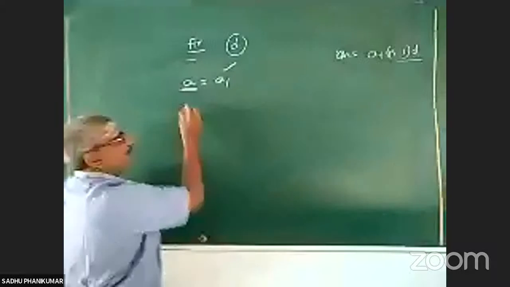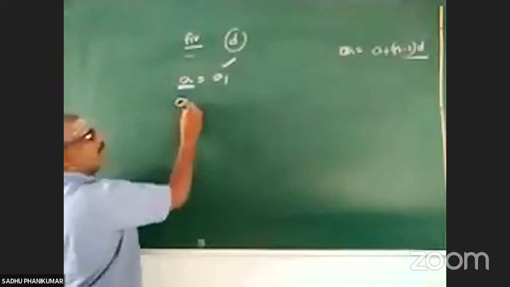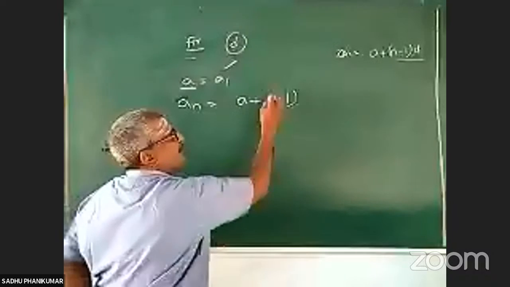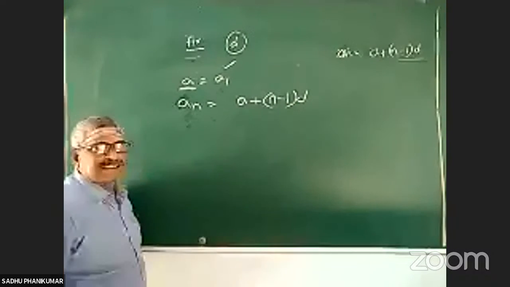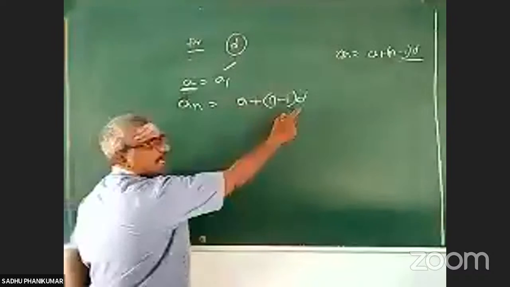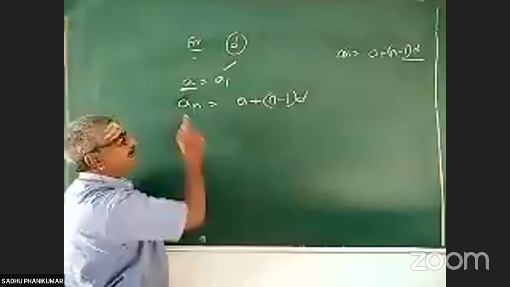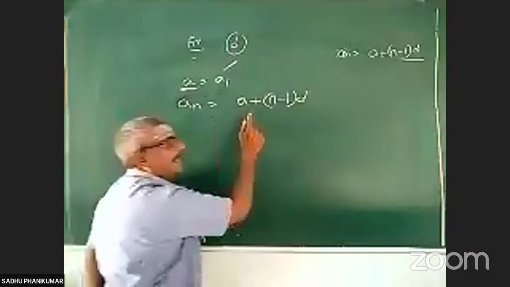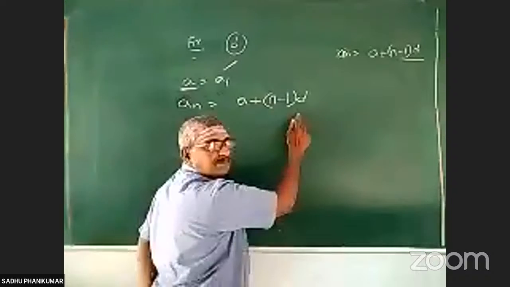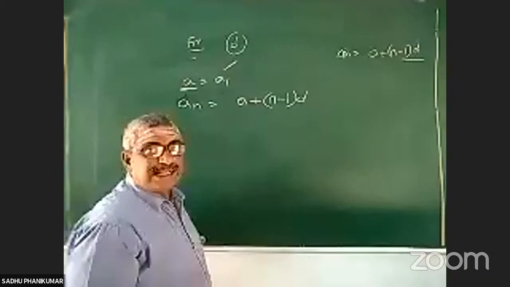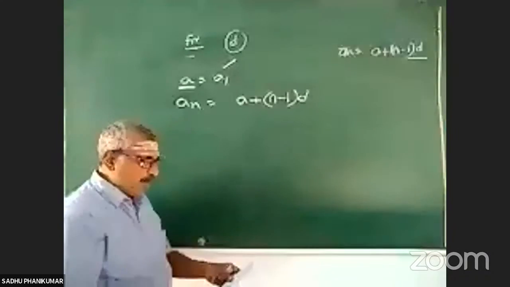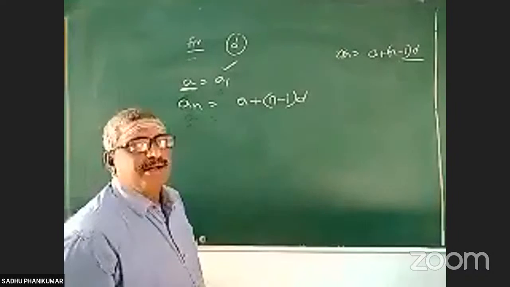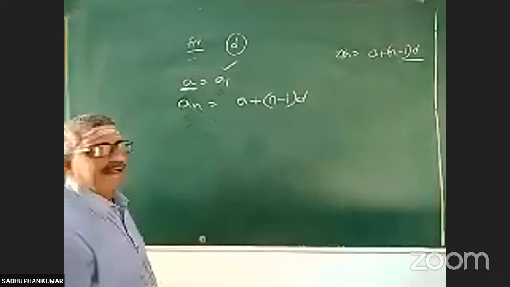So a is equal to a1. Now an is equal to a plus n minus 1 into d. We discussed this is the general form of an AP and the general term of an AP. What is an? That is the nth term of an AP, which is equal to a plus n minus 1 into d. In this class, we are going to find the required term.